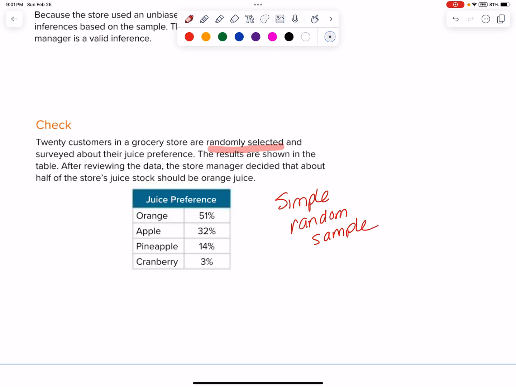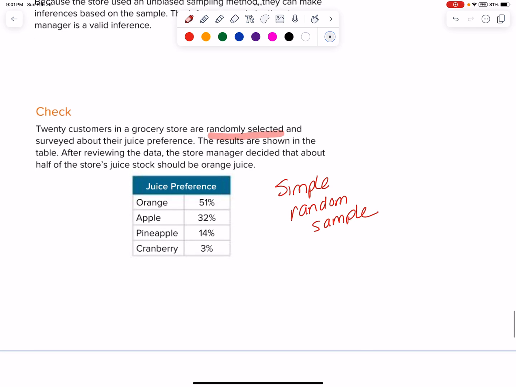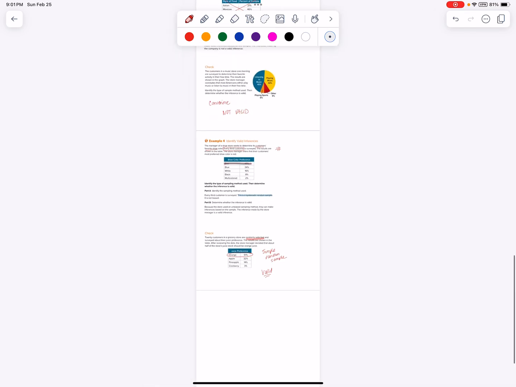and he decided that about half the store's juice stock should be orange juice. So is that valid? Yes, it's valid. Okay. All right. So that's what we're doing.